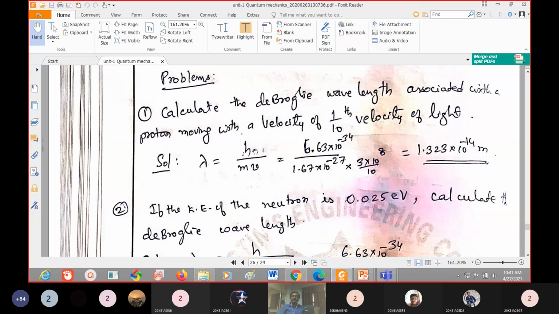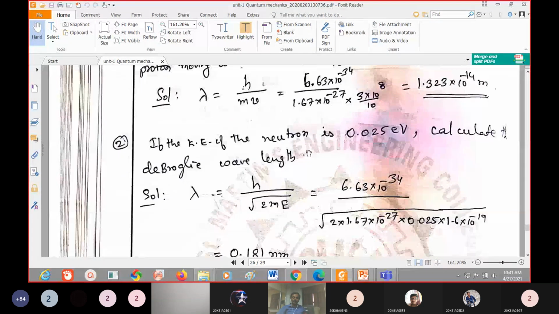You have to remember the Planck's constant value also. So h is equal to 6.63 into 10 to the power of minus 34. m is the mass, which is 1.67 into 10 to the power of minus 27. We are substituting the v value, the velocity of the particle. If you simplify this equation, we can get the wavelength, which is approximately equal to 1.32 into 10 to the power of minus 14 meters. So that is the first problem.